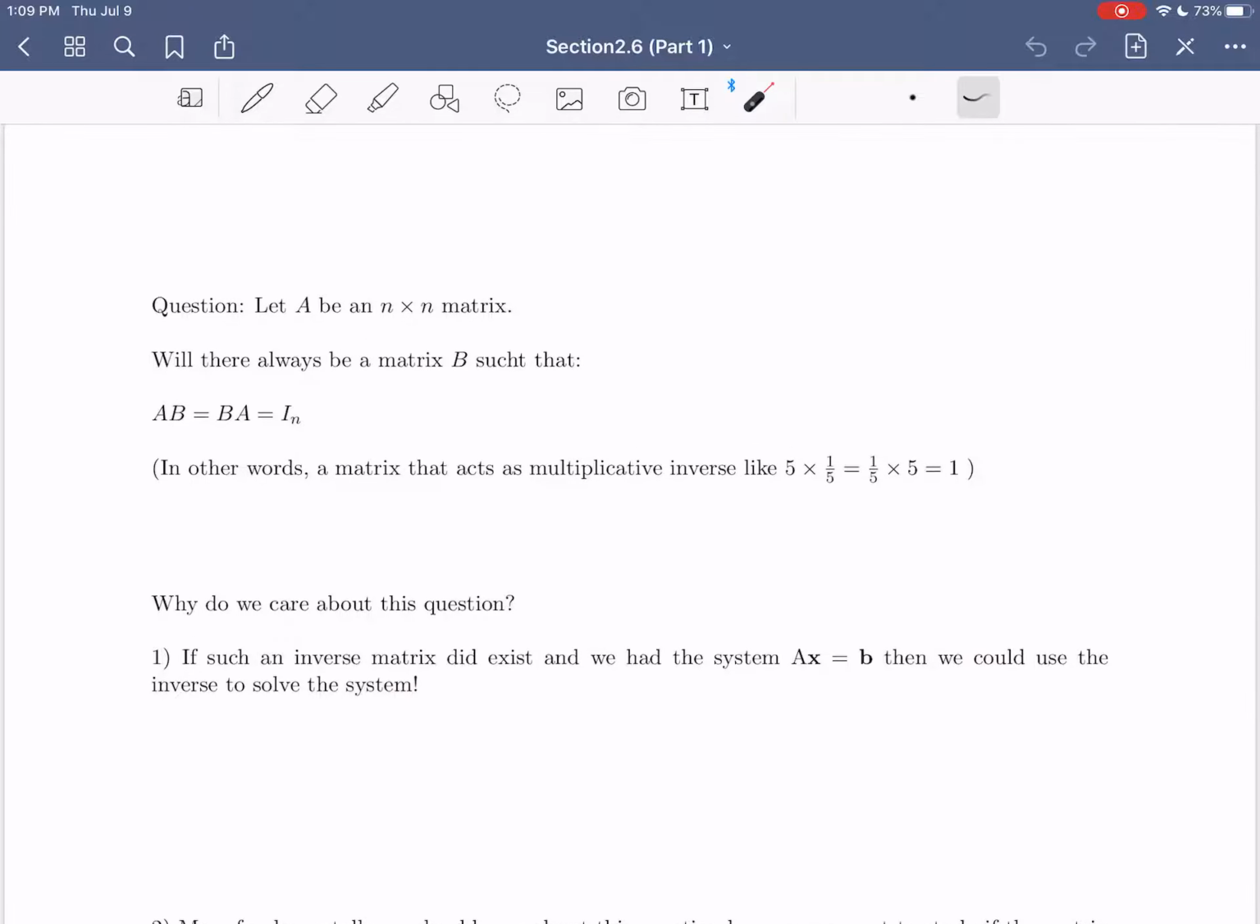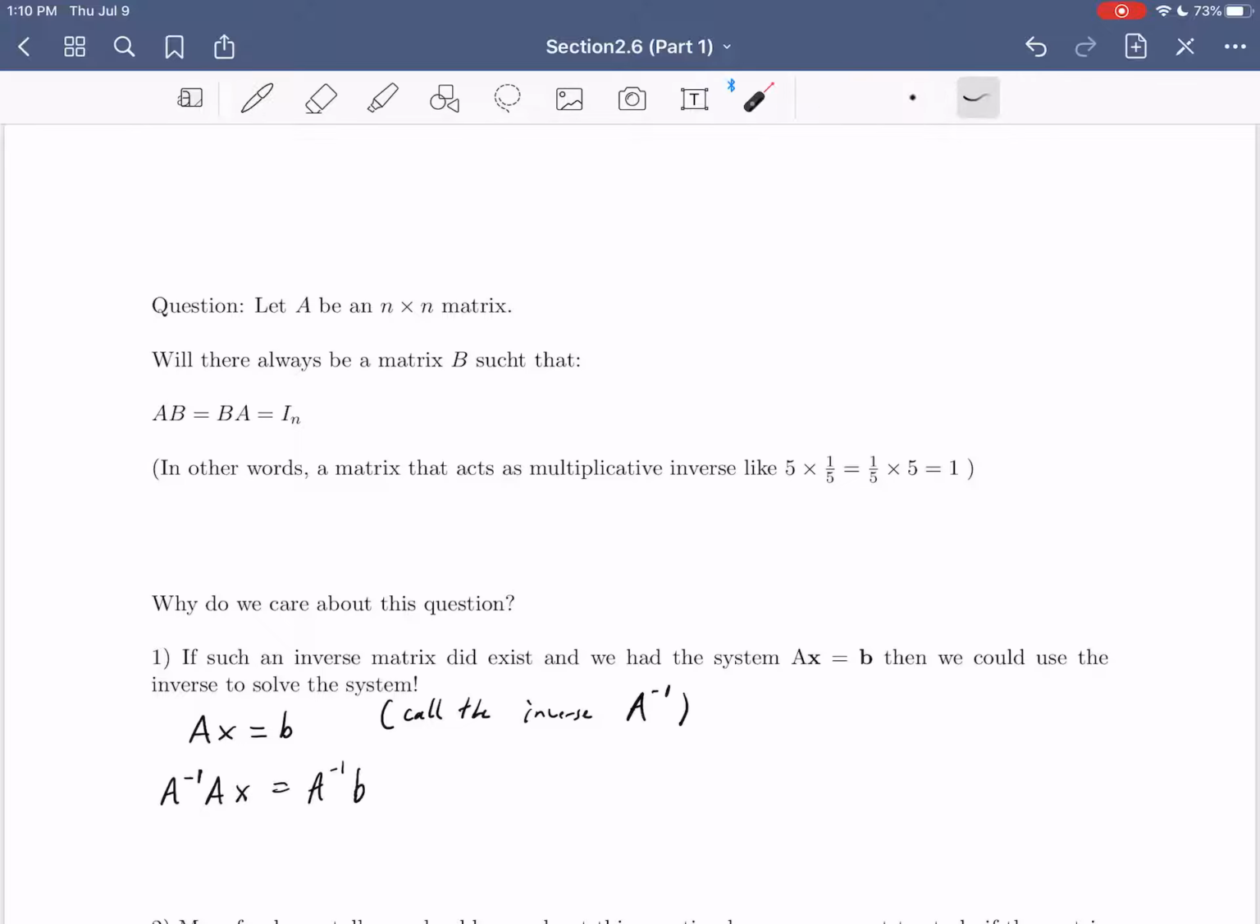How would we do that? Well, if we had AX equals B, and imagine that this inverse matrix did exist, let's call the inverse A with a little -1. That'd be notation that we'll introduce in a little bit. Let's imagine multiplying both sides of this equation by that A inverse. So we would get A inverse AX equals A inverse b.